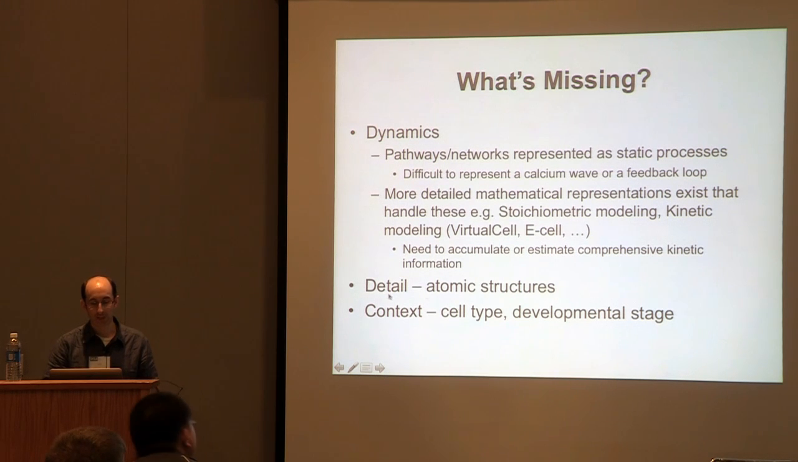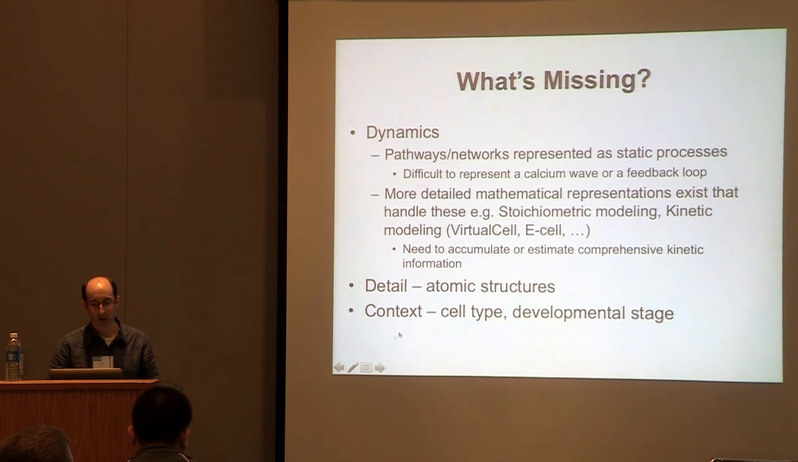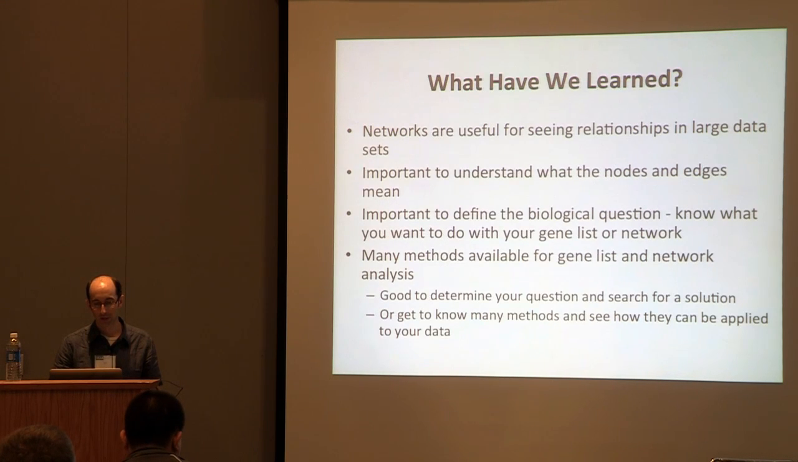There's also detail missing. We often represent genes as nodes, but we know that genes have a lot of attributes. They have structure, exons and introns, and they have domains on the protein level, and a lot of that is not represented. And then there's context: what cell type and developmental stage the gene is expressed in might also not be represented. So it's just important to realize that.